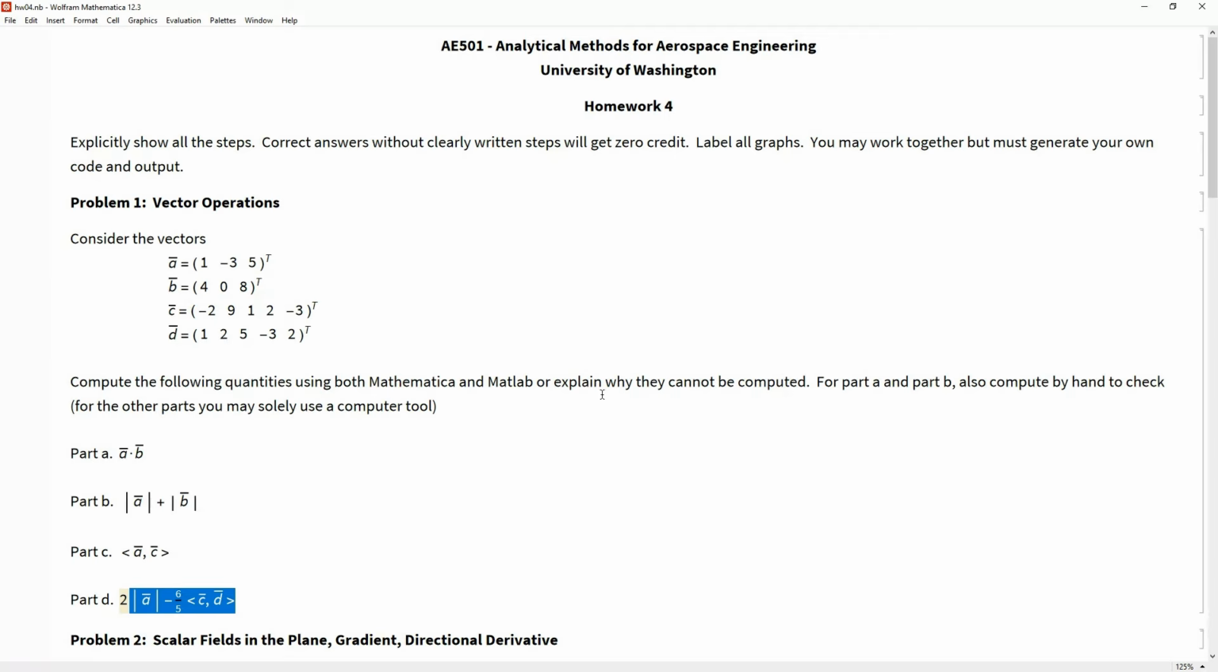Or just explain why maybe some of these are gobbledygook and it doesn't make sense to actually compute them for whatever reason. If that's the case, go ahead and just tell me why you can't compute it. The only other thing I'd like to point out is, just to get some practice for part A and part B, do this by hand as well to double check your Mathematica or MATLAB calculations. And then once you're happy and comfortable doing these by hand and checking with Mathematica, feel free to just use MATLAB or Mathematica for the subsequent parts. Okay, great. Let's move on to part 2.